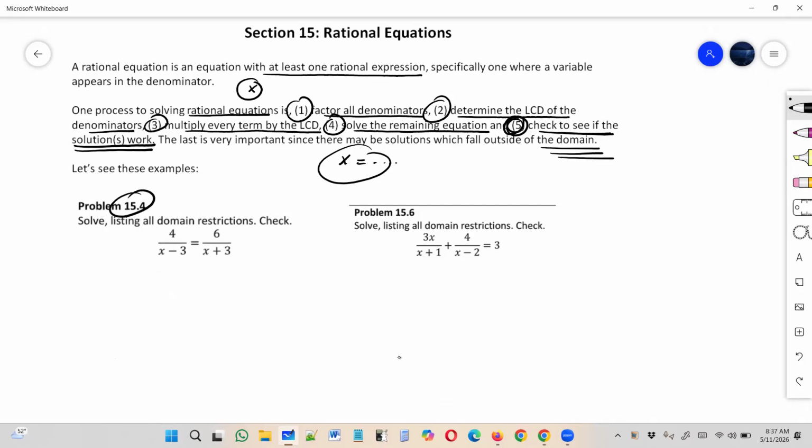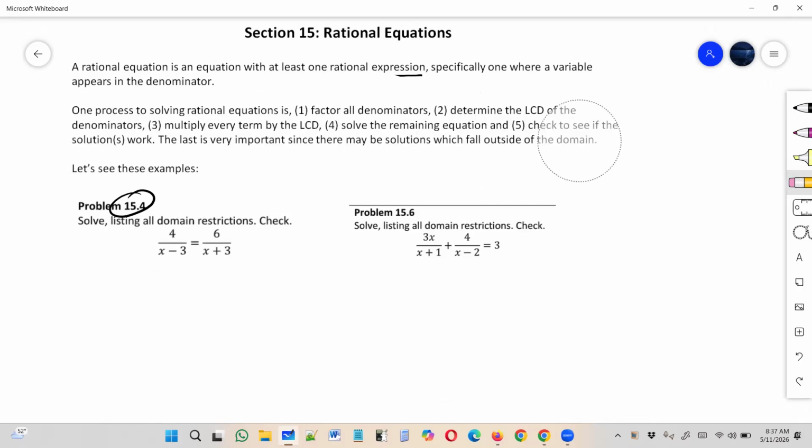Okay, so let's do 15.4. Now, just keep in mind that we have to do all of these 5 steps I mentioned above, right? Factor the denominators if necessary, determine the LCD, multiply every term by the LCD, solve the remaining equation, and check the final answer. Now, 15.4, there's nothing to factor. So step 1 is out. The LCD for 15.4 is this times this, right? Just like if I had, for example, 3 and 5, the LCD would be 15. You just multiply the two.